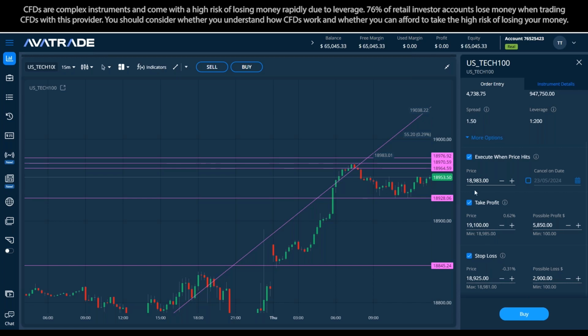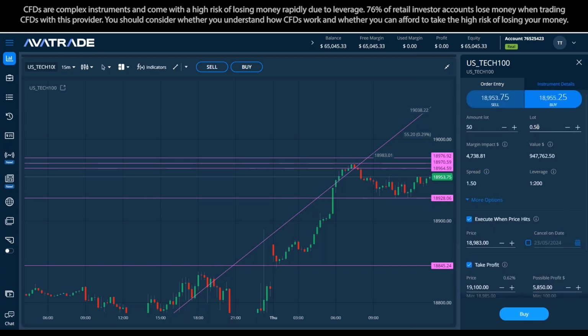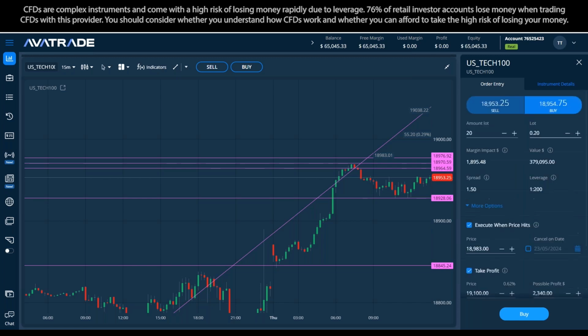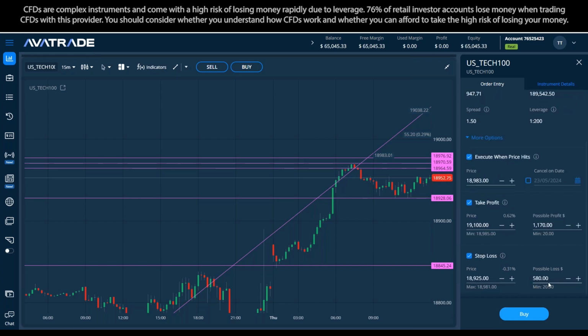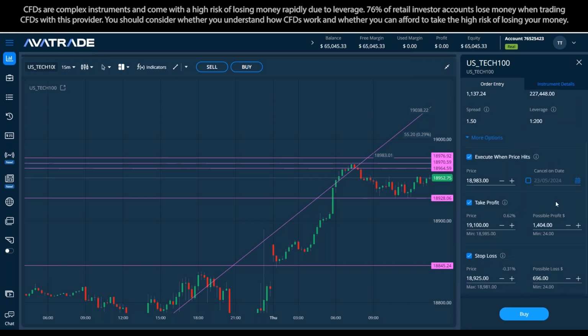So once I have my entry price and my exit prices picked, now I might say, all right, I need a different trade size. I like the ratio here of possible profit to possible loss, and I like the price points, but now I need maybe a smaller trade size, so I'm risking the amount that I want. So now I've got 1160 risk. If I do 0.1, I've got 580 risk and potential profit 1170. So I can set this up exactly how I want for my risk management.